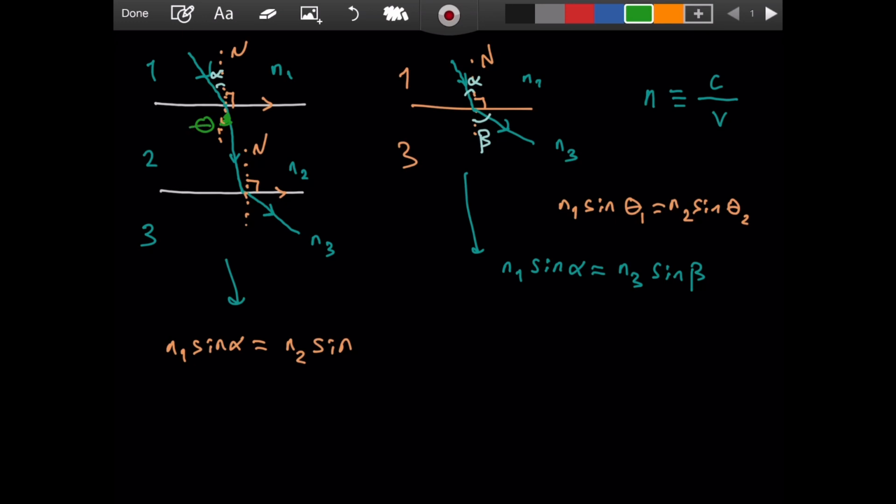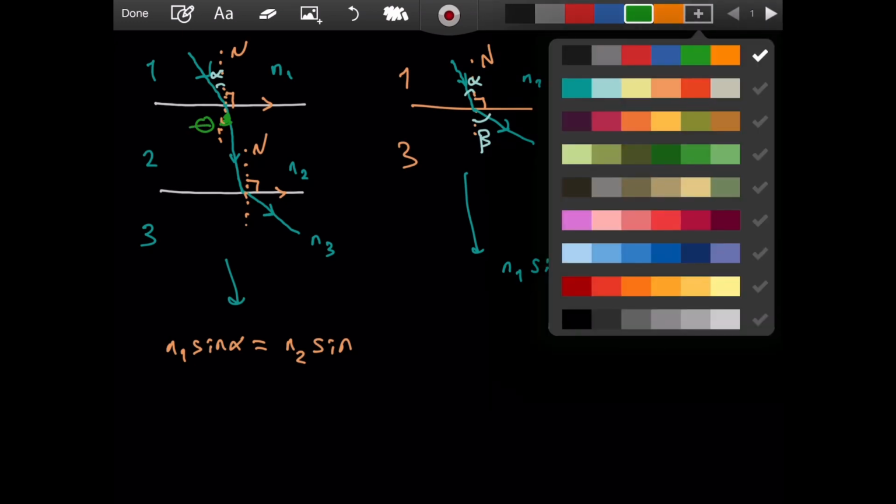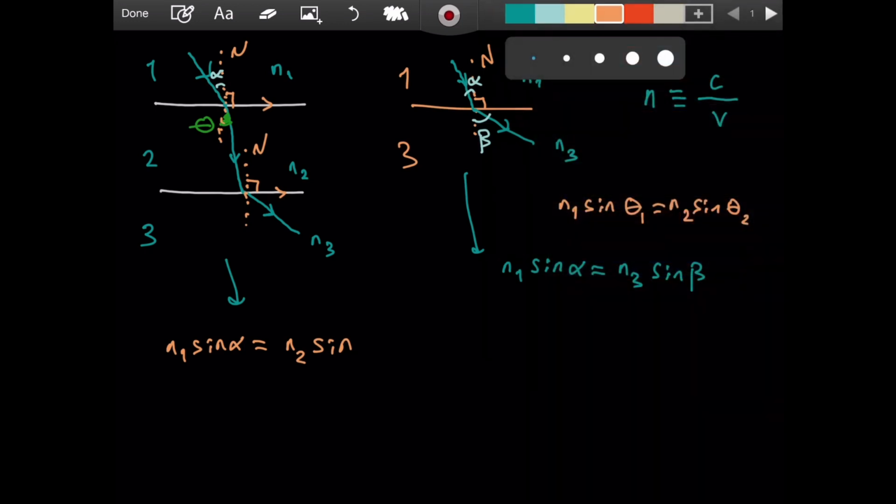So it is sine of, let me switch back to orange. Which one was it? Was it this one? Yep. So sine of theta. So this came from the first transition, from medium 1 to medium 2. This is the first refraction. Now comes the second refraction.